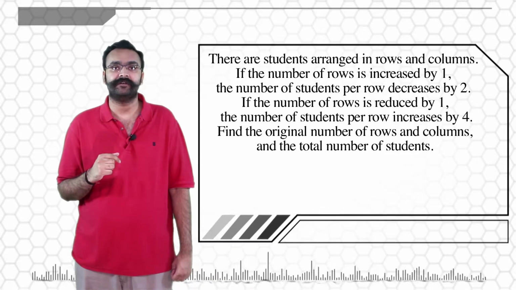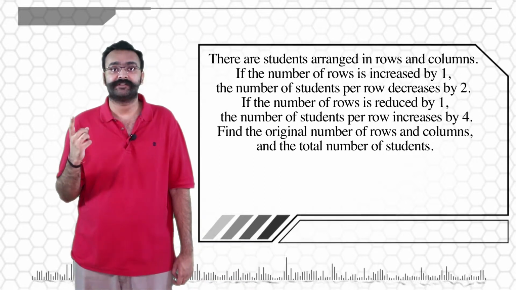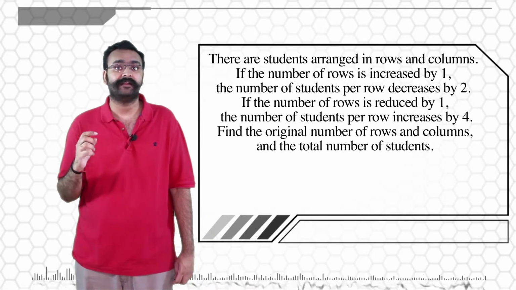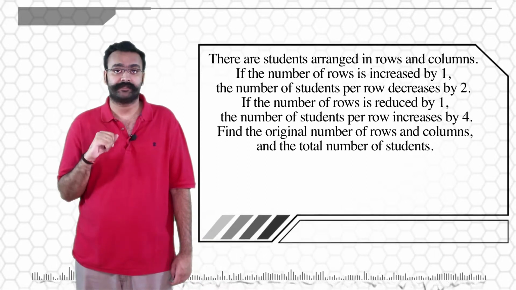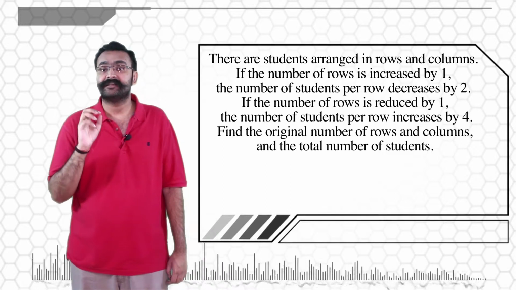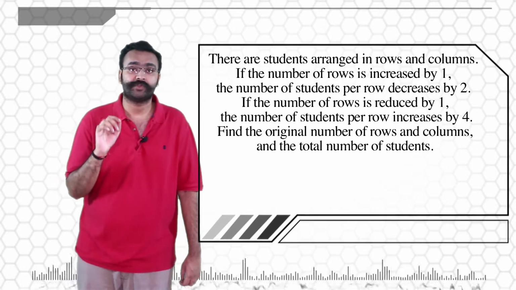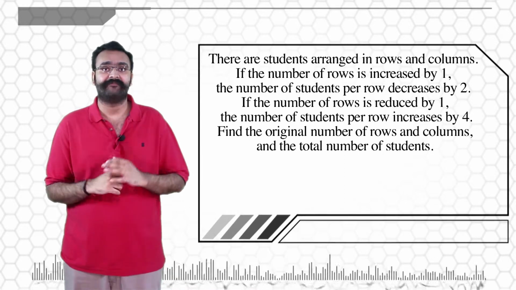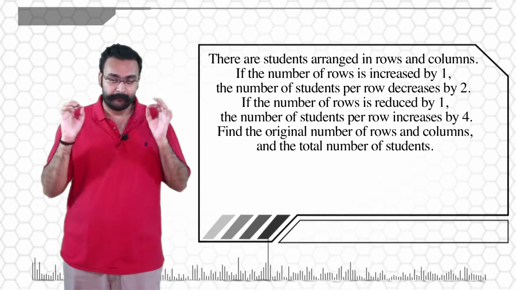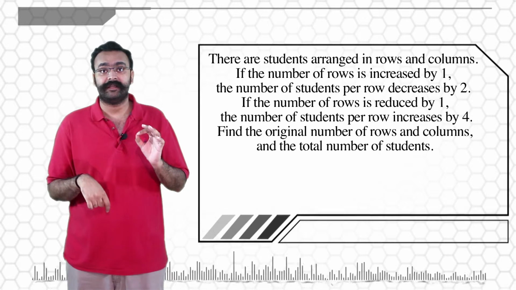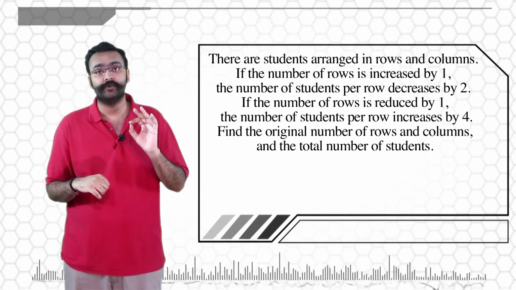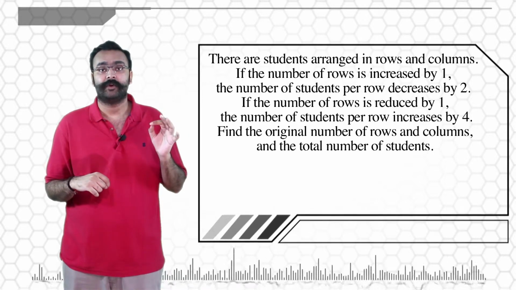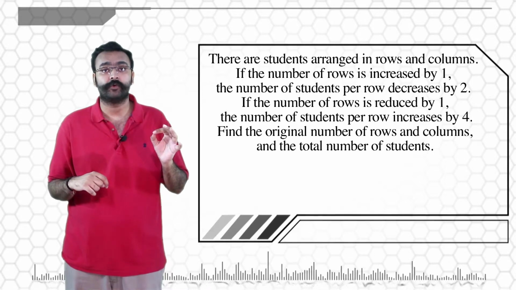Based on this information, find, first of all, the original number of rows and columns, and of course finally the total number of students. Now there is an interesting way of solving this question and a very critical step that you will have to use. The basic logic of the question is that the total number of students is not changing. Once again, the question says find the original number of rows and columns.